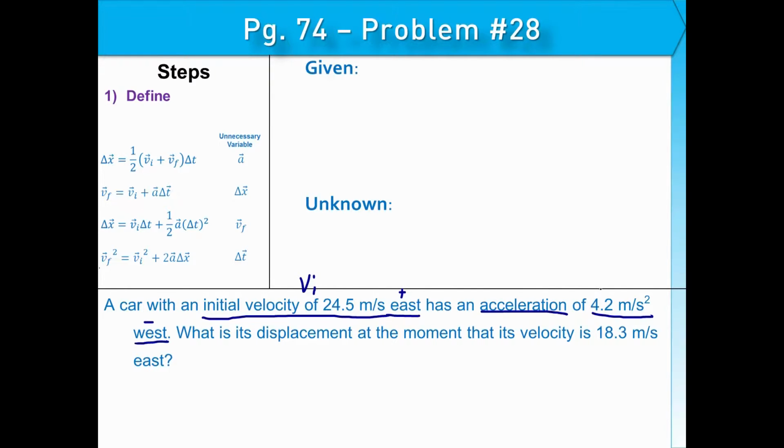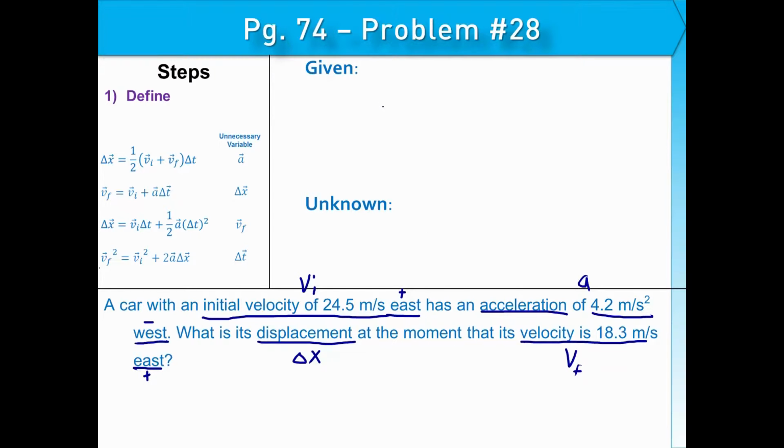And so let's go ahead and put my variables. This is my acceleration. What is its displacement? So this looks like your unknown. What is displacement at the moment that its velocity is 18.3 meters per second east? So I'm given the final velocity in this case, and it's east, so it's going to be positive.